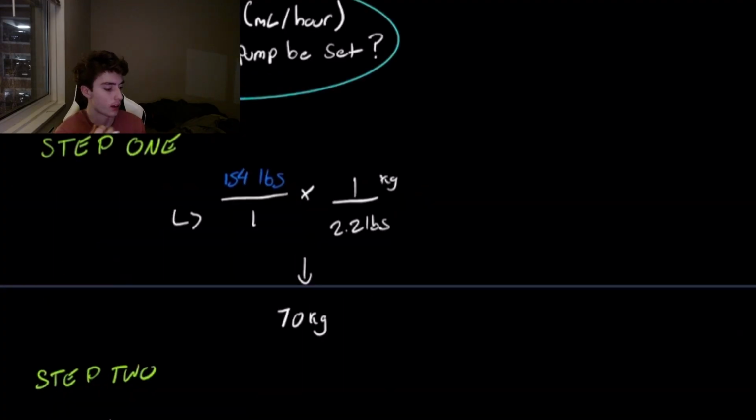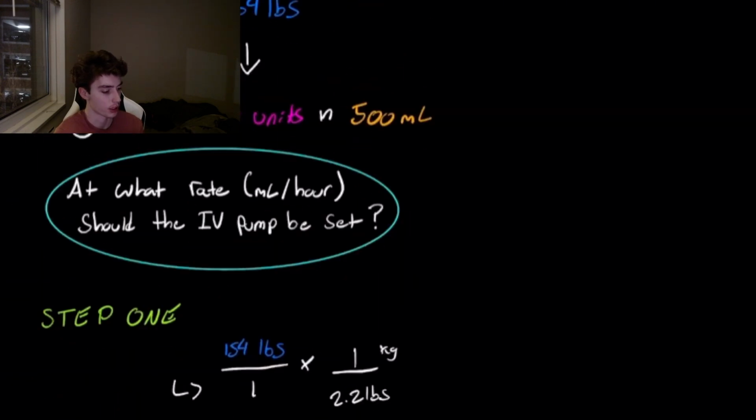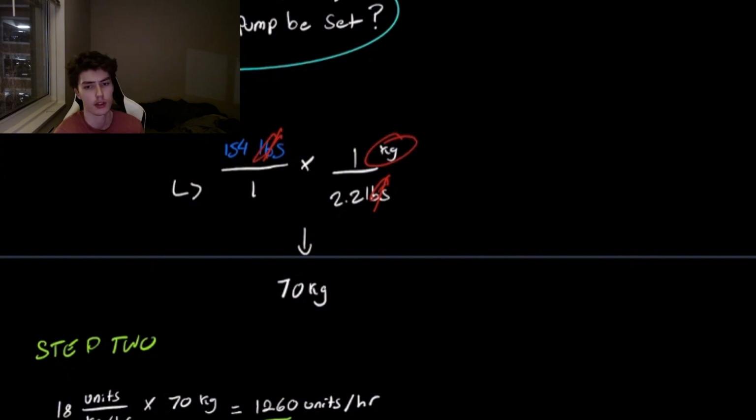First thing we want to do is convert pounds to kilograms, right? Because it's 18 units per kilogram per hour. So we want to convert 154 to kilograms. All we're doing for that is, if 1 kilogram is equal to 2.2 pounds, we just cancel this out. Boom, boom. 154 times 1 is 154. 154 divided by 2.2 is 70 kilograms, because those units canceled each other out. Now we're left with kilograms. 70 kilograms. That's our answer.